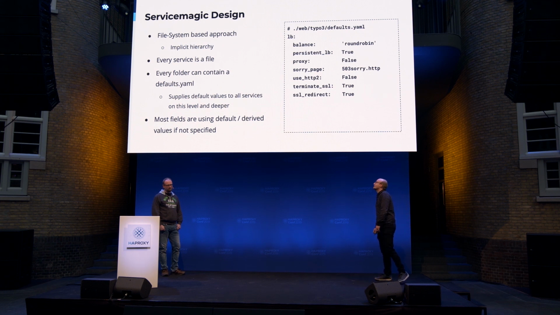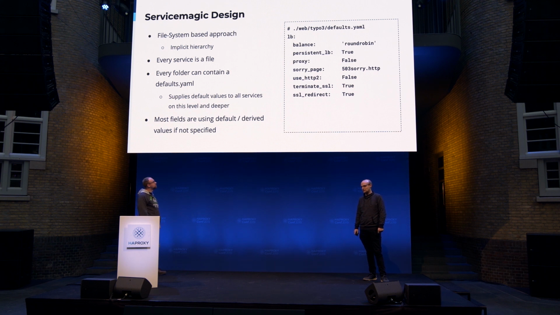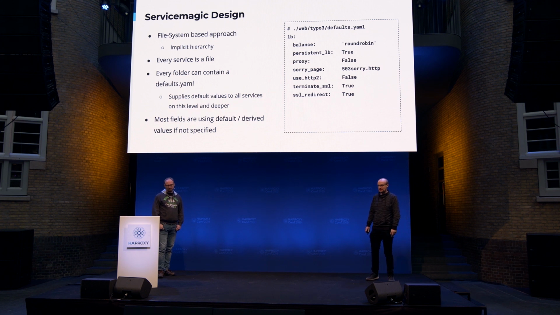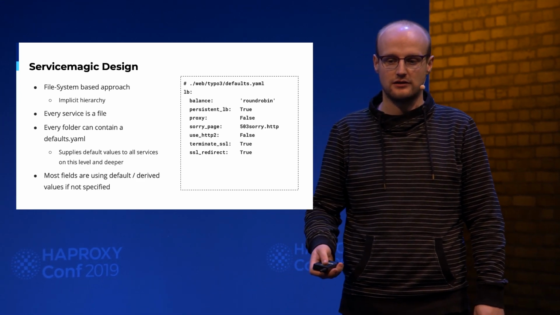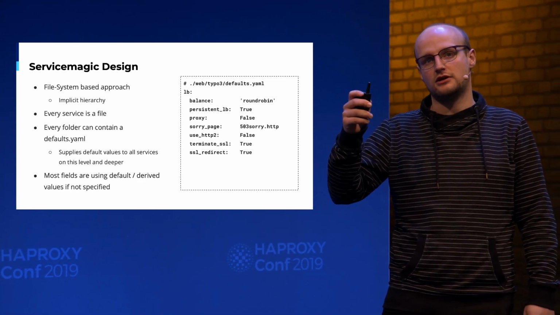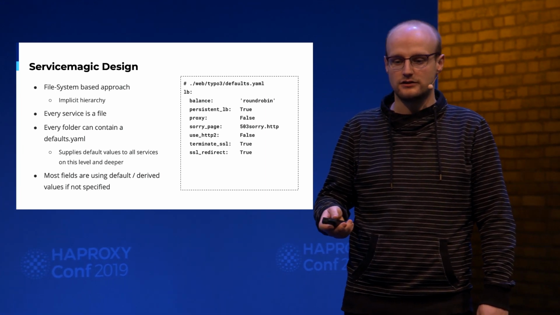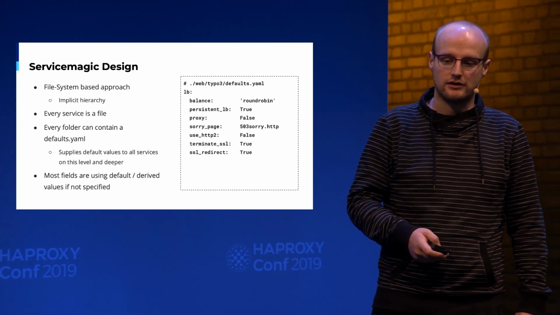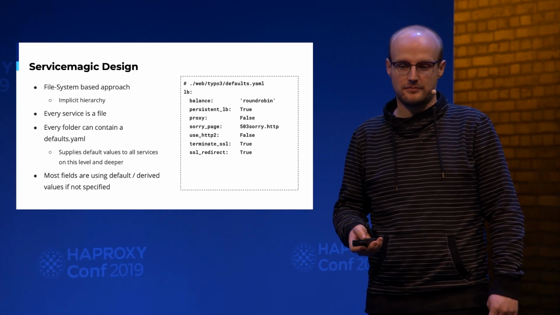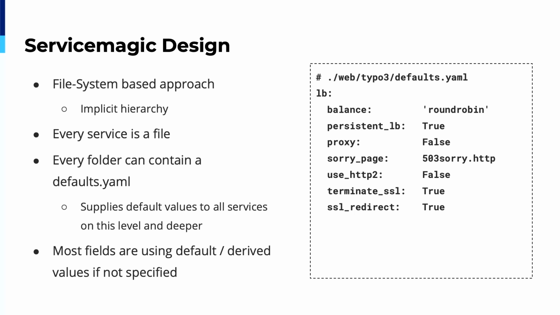So how do you call the system if you're not shipping this as a product? It's the service magic. And our design approach was pretty simple. We said, okay, we need a file system-based approach because we have an implicit hierarchy and we can give access to different groups on different levels of the tree so they can define their defaults there. And such a defaults file is basically overwriting all the defaults set up to this level.